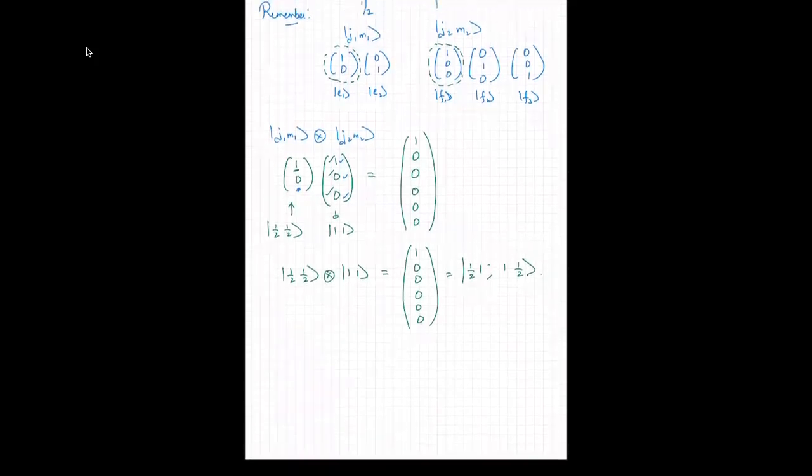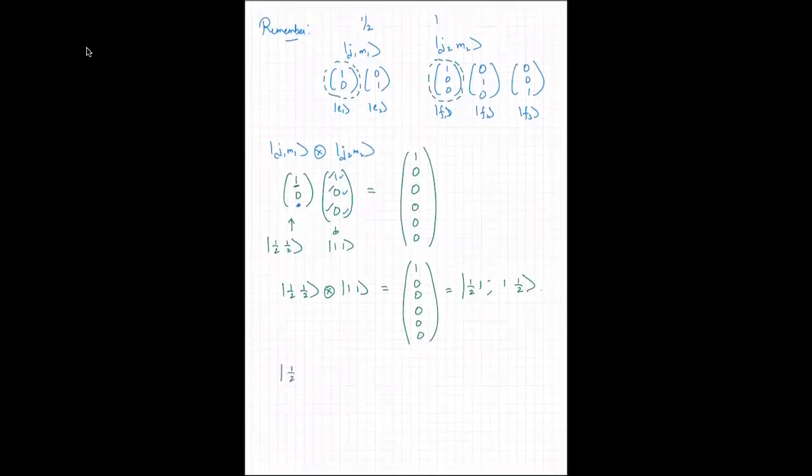Similarly, I can calculate the direct product of, for example, 1/2, minus 1/2 with 1, 0. What would this be? So 1/2, minus 1/2, let me use a different color, would be this one. And 1, 0 would be this one.